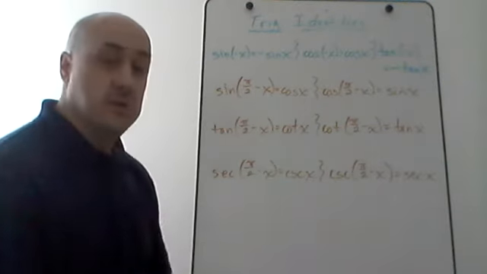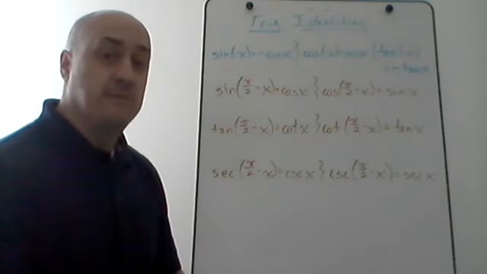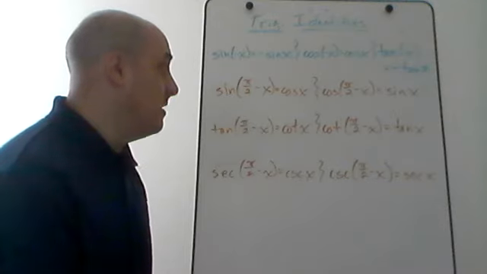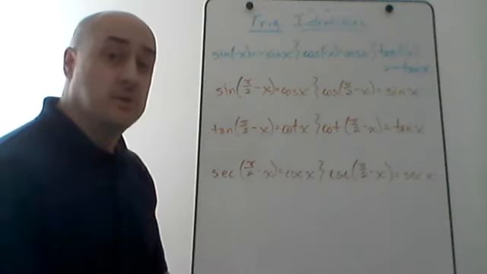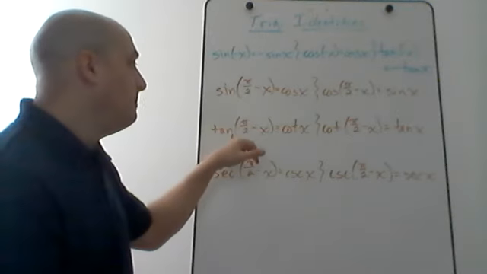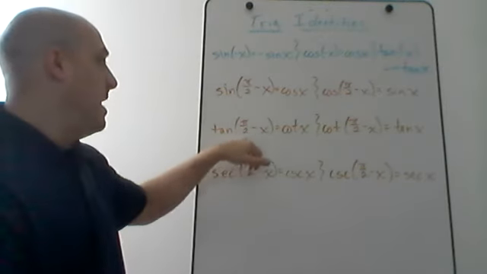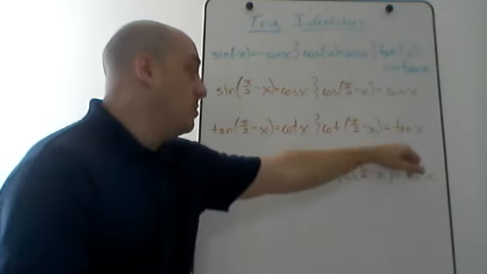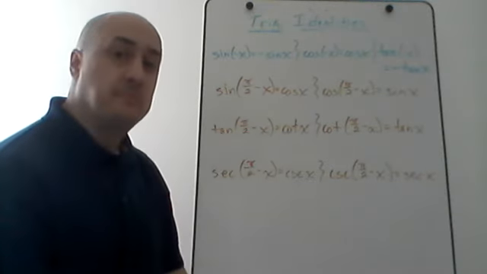If you take the cosine function and shift it pi over 2, you get the sine function. If you don't believe me, go back and look at the graphs of the sine and cosine functions, and you'll see that that's true. It's also true of all of the other functions with their cofunctions. The same thing with tangent and cotangent: tangent of pi over 2 minus x equals cotangent of x. Cotangent of pi over 2 minus x equals tangent of x.